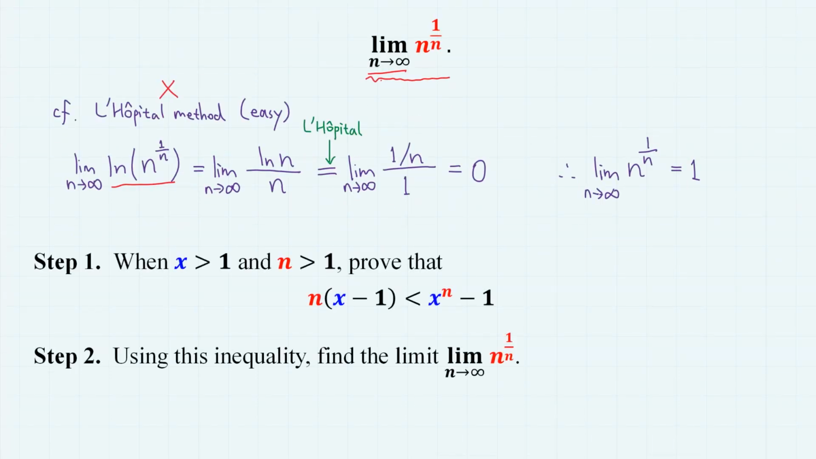We are going to solve this problem in 2 steps. First, we need to prove a certain inequality. More specifically, when x is greater than 1 and n is greater than 1, we will prove that n times (x minus 1) is less than x to the power of n minus 1. Next, we are going to use this inequality to find the limit of n to the power of 1 over n.